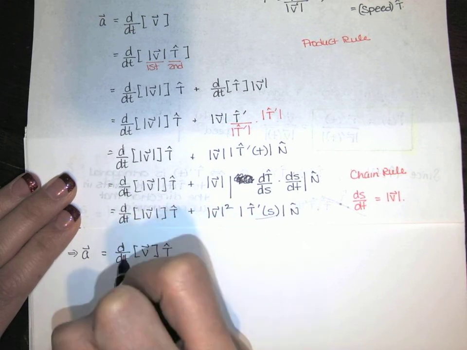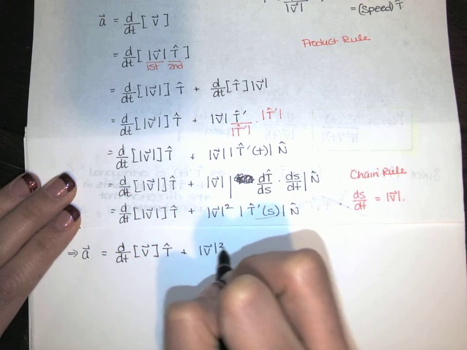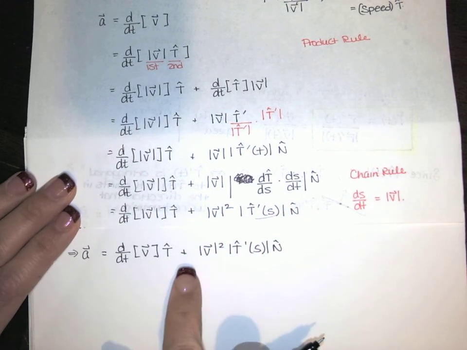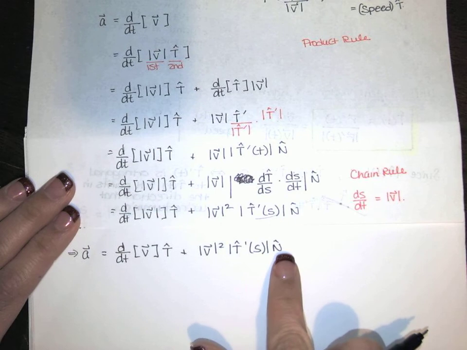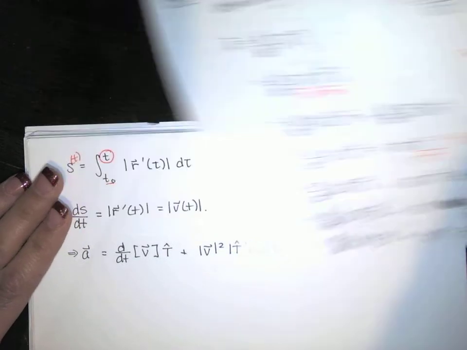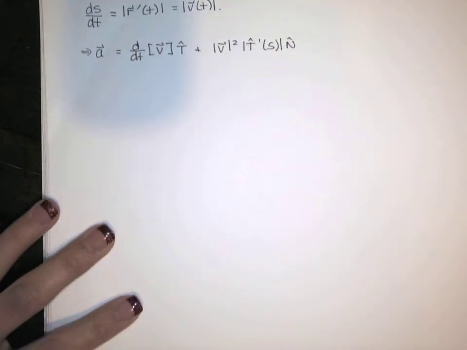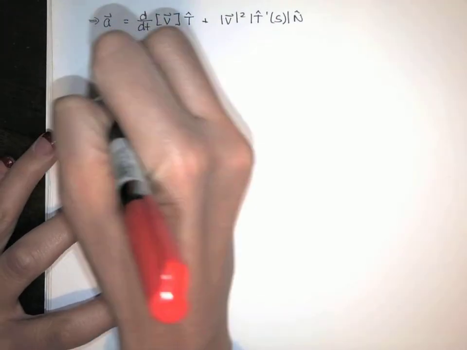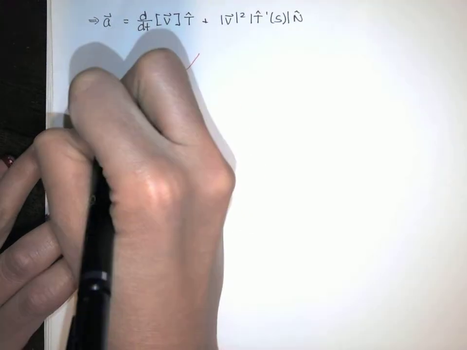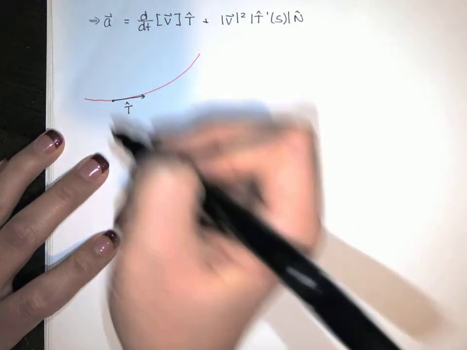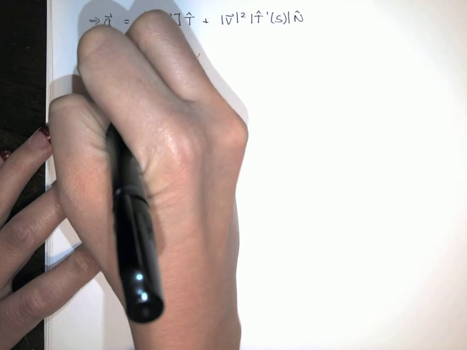If acceleration is a constant times t hat plus a different constant times n hat, well then it has to lie in the plane that is created by t hat and n hat. In linear algebra, we say it's the plane that's spanned by those two vectors. So let's say this is our curve. And at this point, our unit tangent is pointing this way. And our unit normal, it's pointing in the direction that we're turning. It's pointing this way.